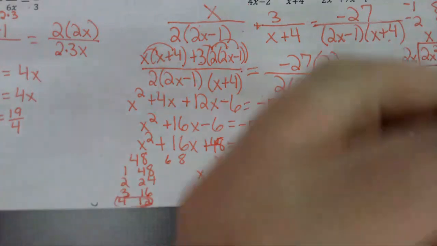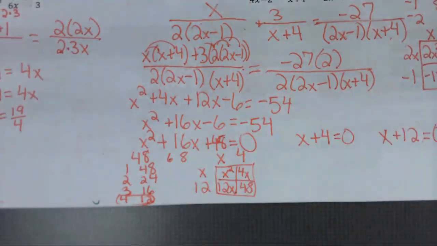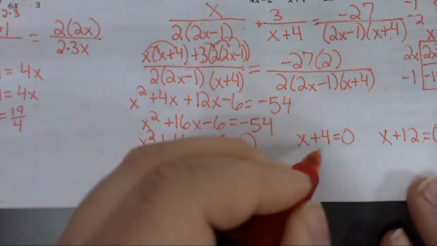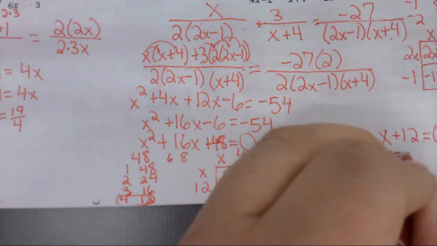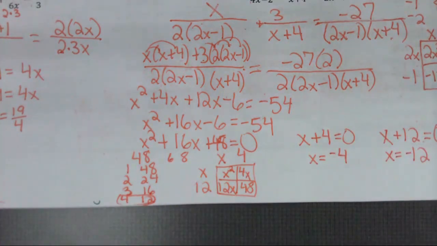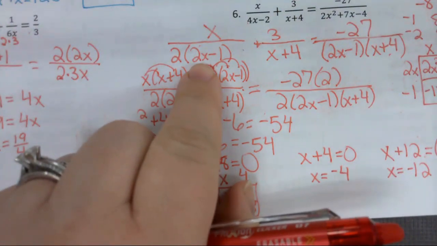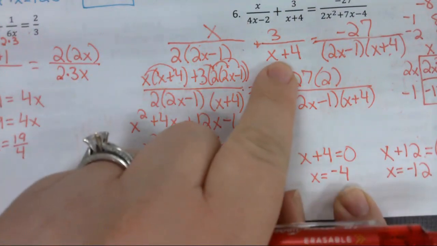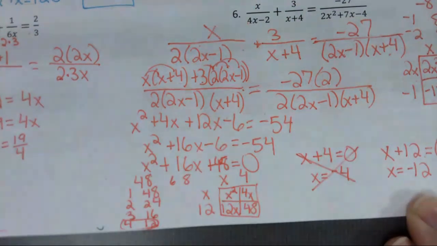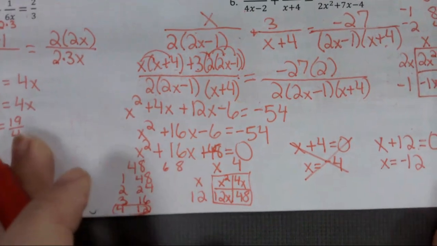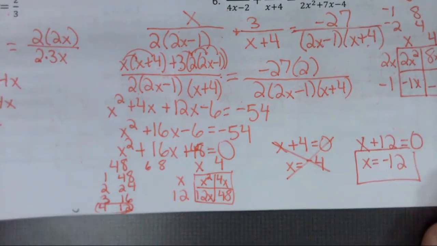Oops, I don't know why I put a parenthesis there. Equals 0. And subtract 4 from both sides. And subtract 12 from both sides. And check for extraneous solutions. So if I put negative 4 back into here, I don't get 0, we're good. Negative 4 into here, uh-oh, that equals 0. So this x equals negative 4 is an extraneous solution. We can only include this x equals negative 12 as an answer.